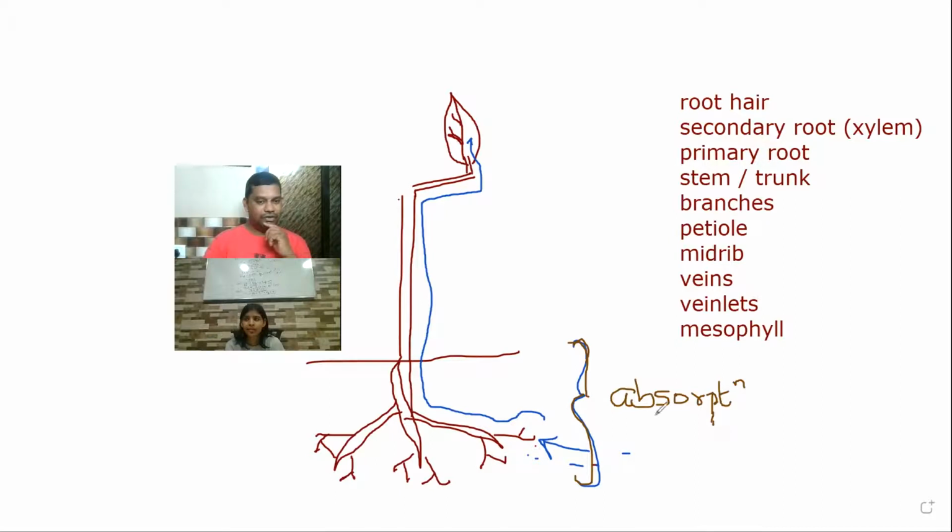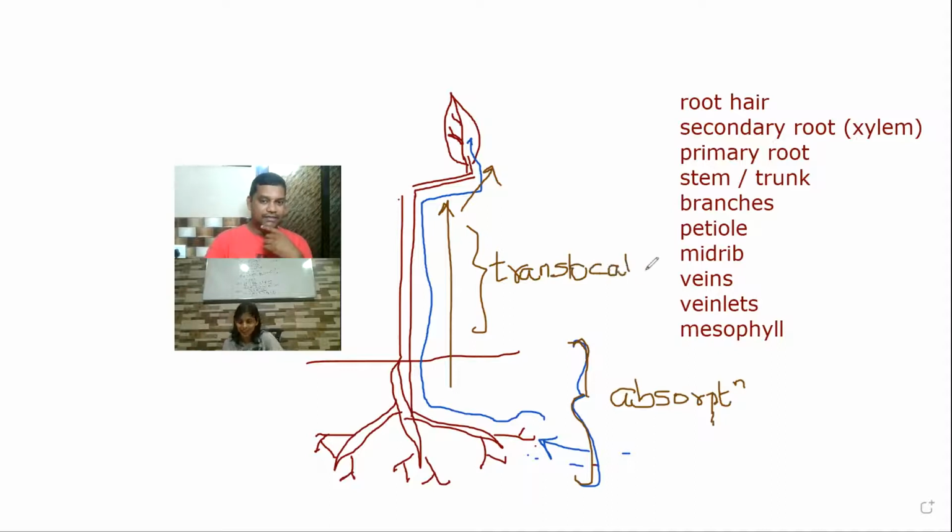Then from the main root to the stem upwards, when it is reaching all the way to the leaves, इस second step को बोलेंगे translocation. Translocation, not the DNA one. That is different. This is about plant physiology we are talking about, the transport of the sap which is happening.